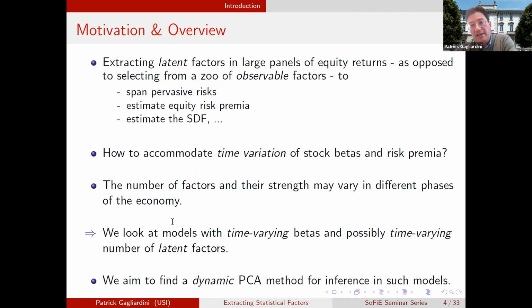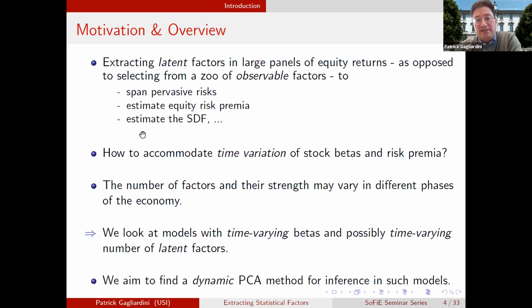So this is a work in a line of research, extracting latent factors from high-dimensional panels of equity returns to span pervasive risk, estimate equity risk premia, or estimate the stochastic discount factors and other applications, where the latent factors are used instead of selecting from a zoo of observable factors.